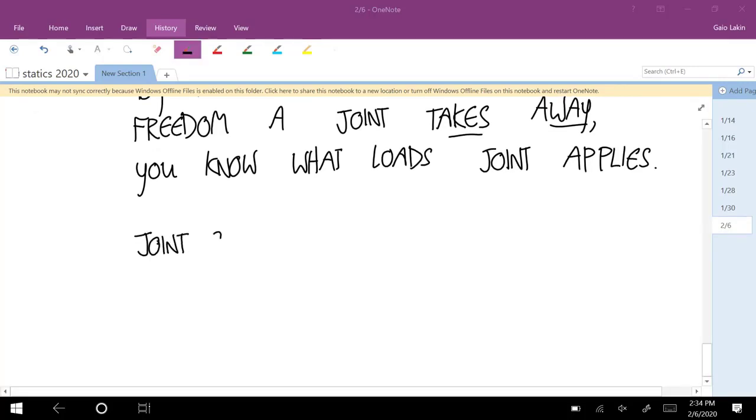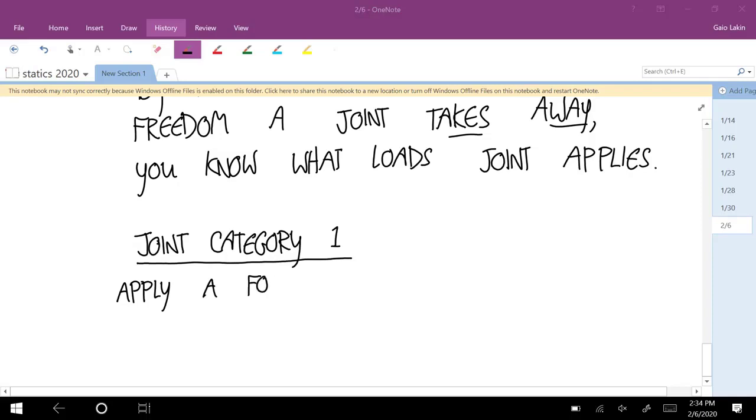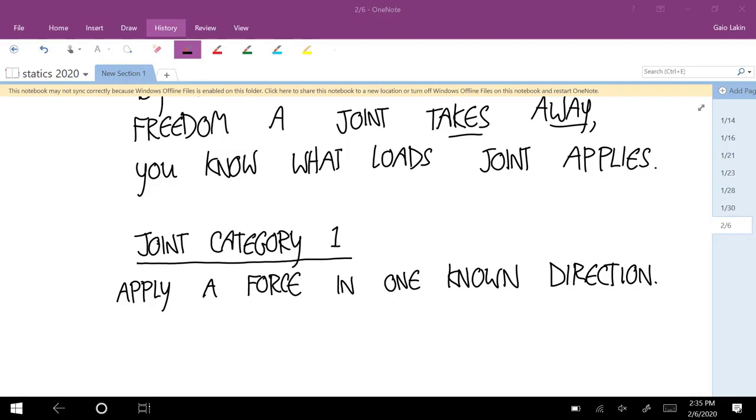So joint category one. These are the joints that apply a force in one known direction. How many variables does it take to represent a force with an unknown magnitude but a known direction? One, that's right. Because the magnitude is a variable, F or something, and you're multiplying it by a unit vector that you know. Therefore, these introduce one variable into Newton's laws.